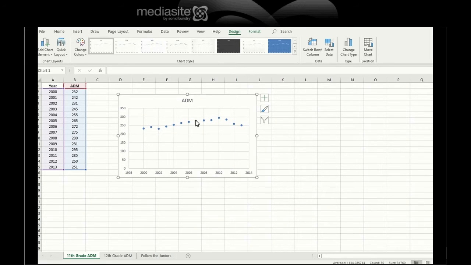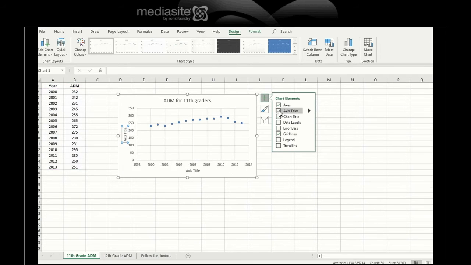So here is the average daily membership for 11th graders. Let's add some details. What is this bottom axis? Let's give some title to the axis. So this is the year.